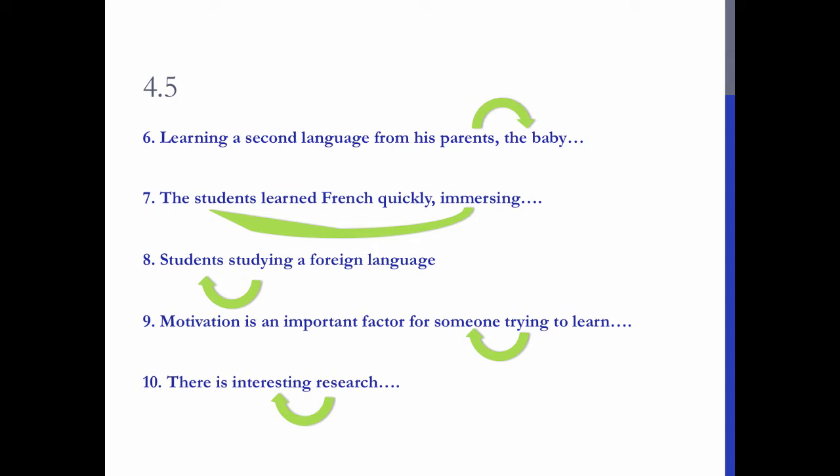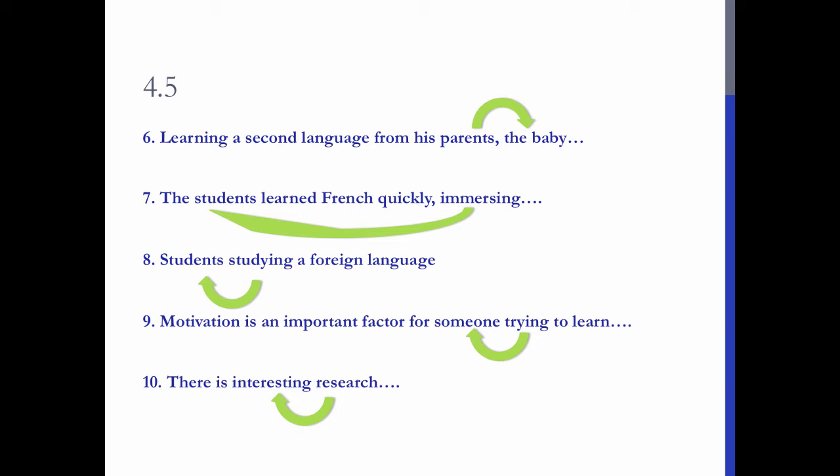So in 7, the sentence finishes with the participle phrase immersing themselves in the language for 6 months, and this is giving us more information about the students. In number 8, which students are we talking about? We're talking about those studying a foreign language. So studying a foreign language is the participle modifying students.